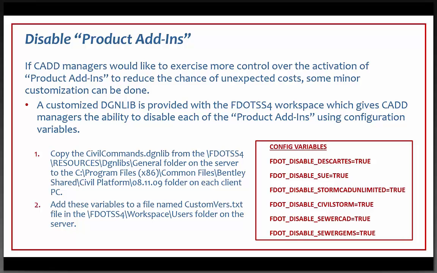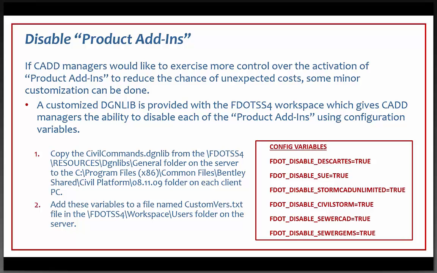So to apply this and get this extra level of, I guess, control over the activation of licenses, all you have to do is copy that civilcommands.dgnlib file that I created from the FDOTSS4 resources dgnlibs general folder on the server, and copy that down to the C program files, x86, common files, Bentley, shared, civil platform, 08, 11, 09 folder on each of the client PCs. You're actually going to be replacing a Bentley DGN lib, but this is a copy of that Bentley DGN lib that I added some additional logic to.